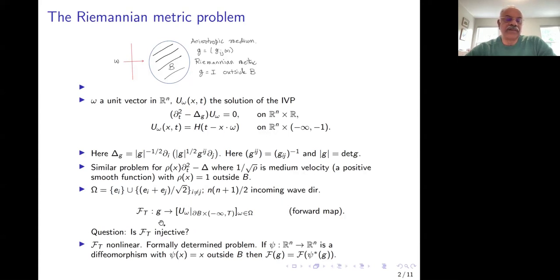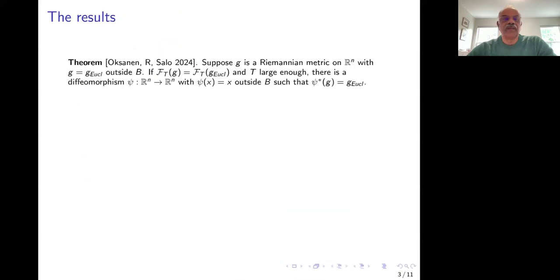We are interested in doing it for G, and we are also interested in doing it for the rho. And I said the rho problem is easier because there's only one function to be recovered. For the G problem, we have to recover n(n+1)/2 functions. So let me first state the result, and then I'll do the history and then what the technique is.